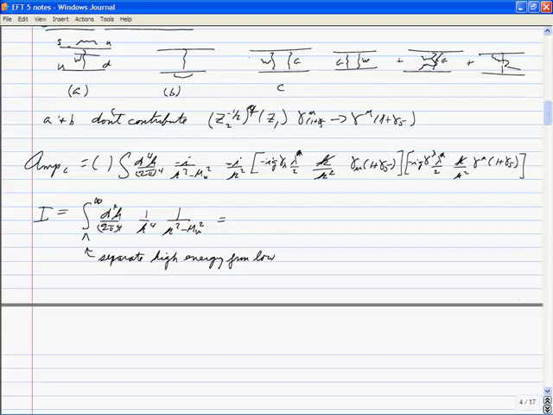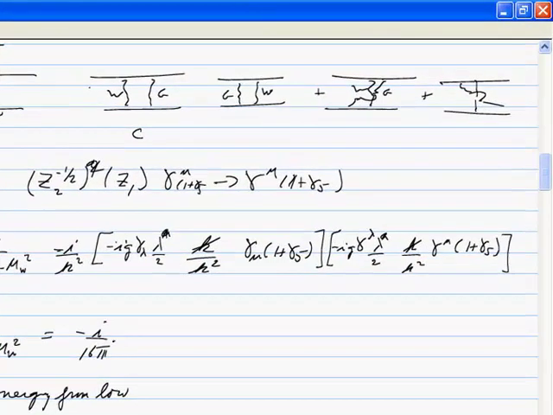So what Wilson's going to do is integrate all the high energy gluons, and then we'll deal with the rest later. Okay, so if you do that, it's minus i over 16 pi squared, 1 over MW squared, log MW squared over lambda squared. There are plus constants, but I'm not interested in the constants right now.